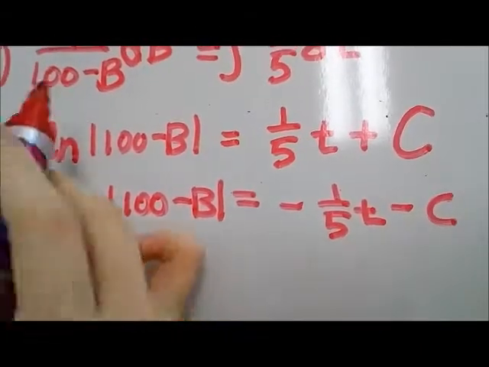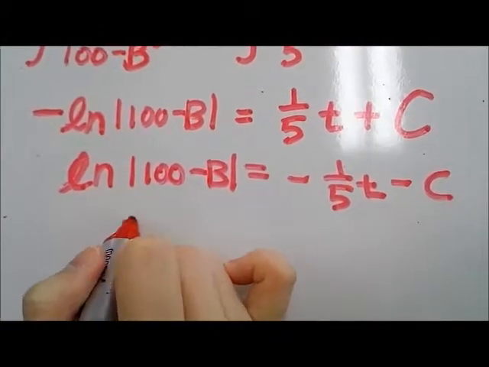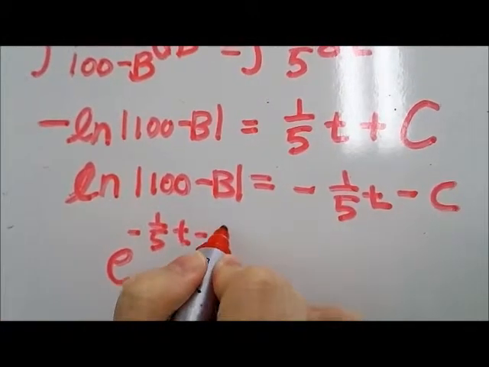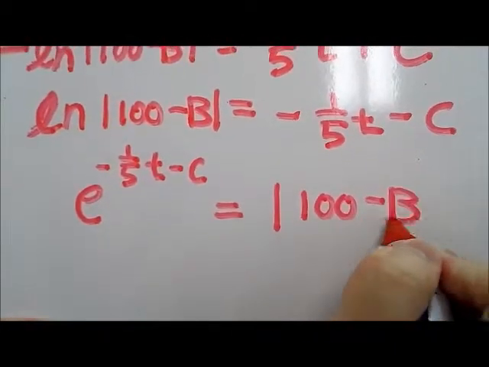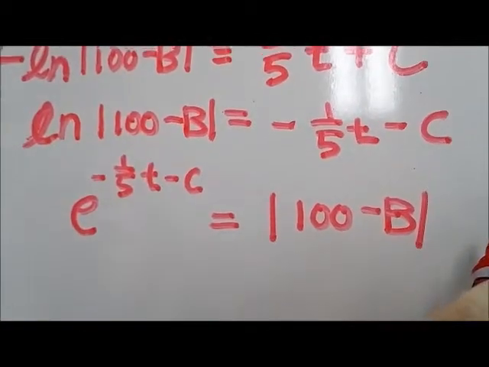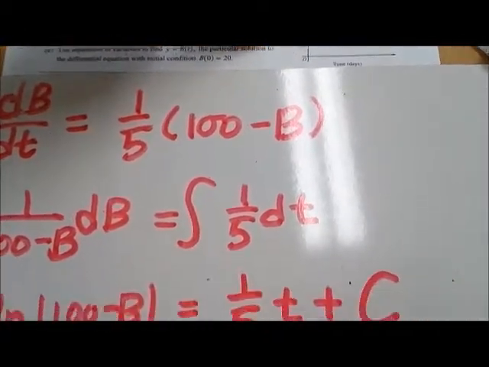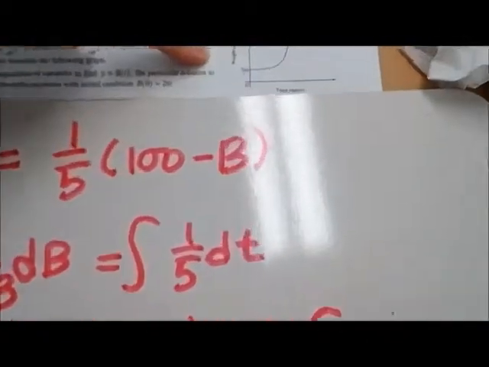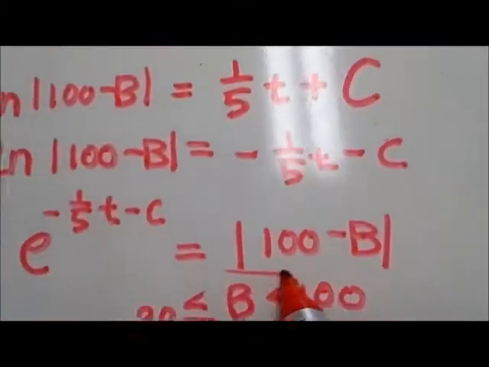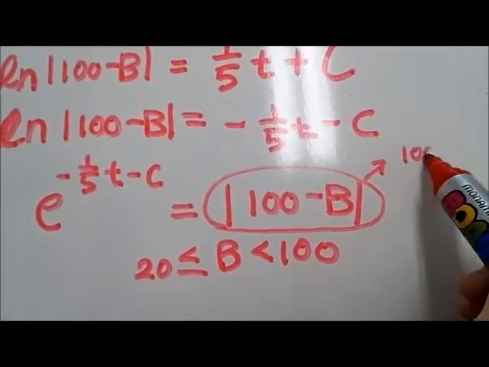And because ln has e as its base, we can rewrite this as this. But we understand by looking at the graph that b is never going to go off of this range. The range is 20 to 100. So by looking at this, we understand that this part can safely come out as a positive.